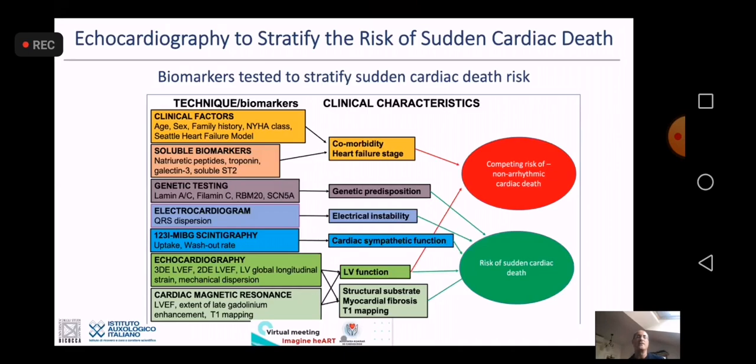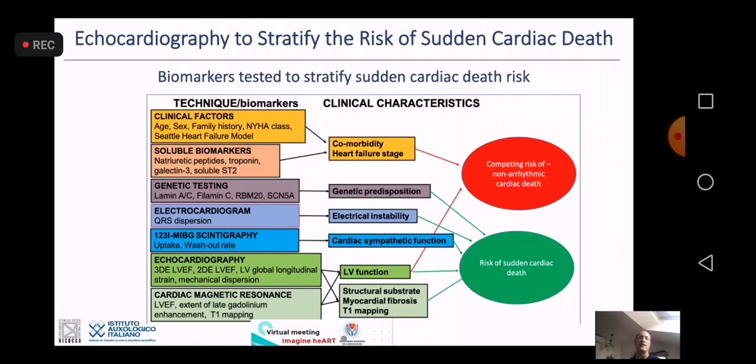And going to the imaging modalities, we have the 123-iodine scintigraphy to assess the cardiac sympathetic function. That is particularly useful in patients with borderline ejection fraction, when we have to decide if the patient is worth being implanted or not.